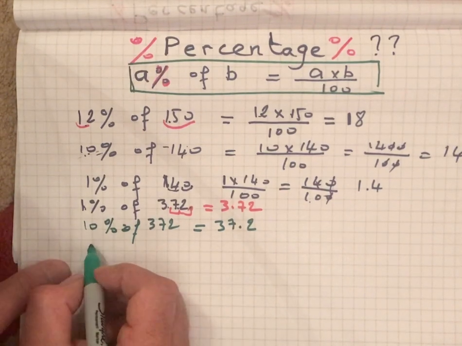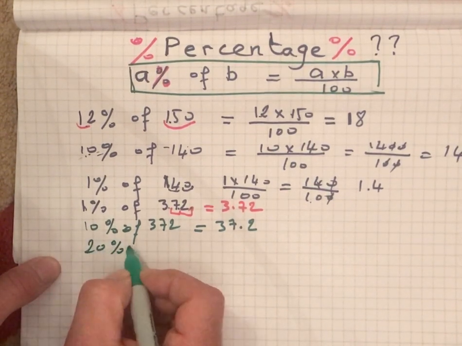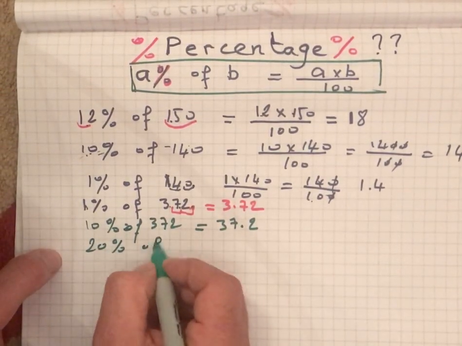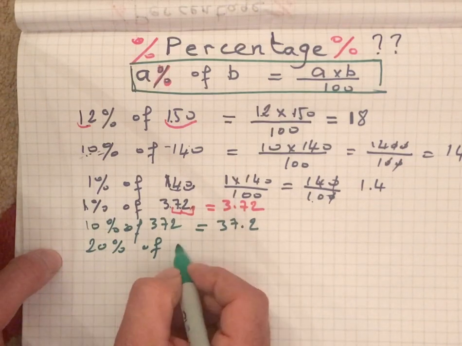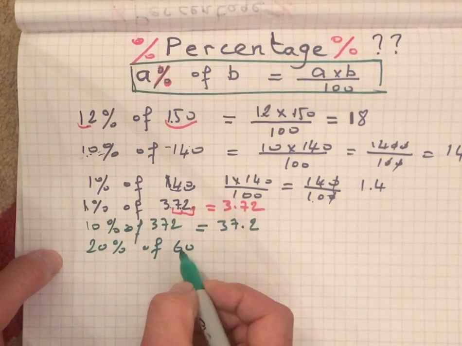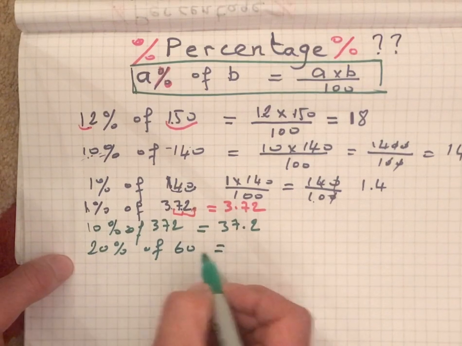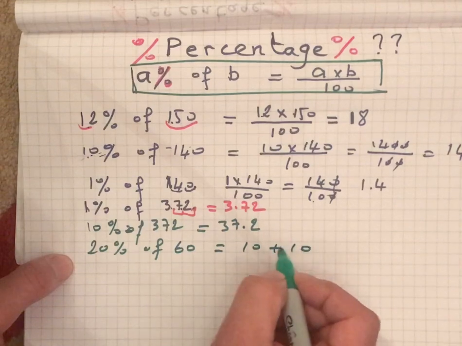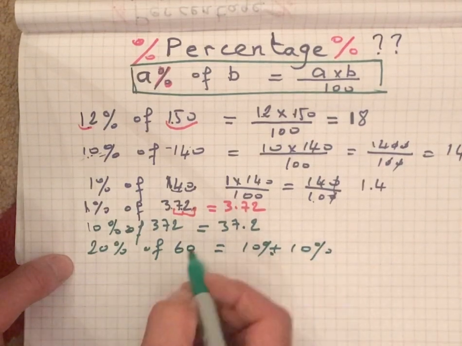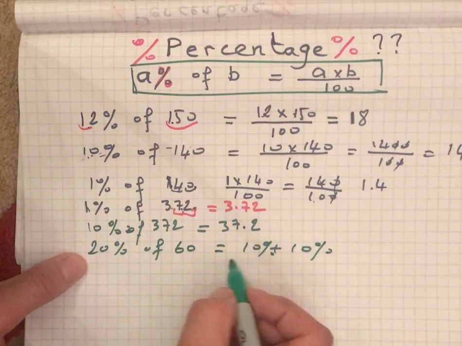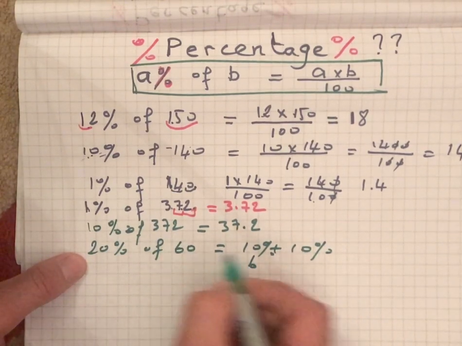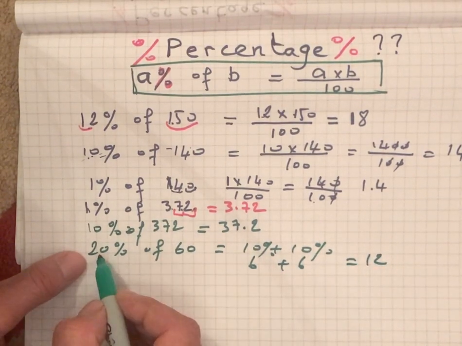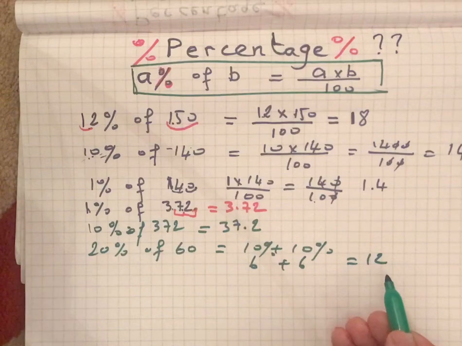Then 20% is really just double 10%. For example, 20% of 60. We know 10% of 60 is moving the decimal place backward, so 10% is 6. So 20% is 10% plus 10%. 10% of 60 will be 6, then another 10% of 60 will be 6. 6 plus 6 equals 12. So 20% of 60 is 12.